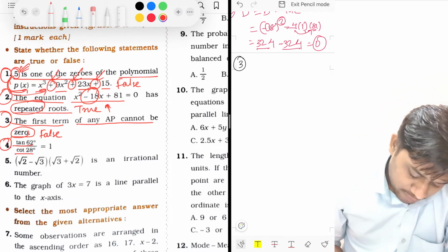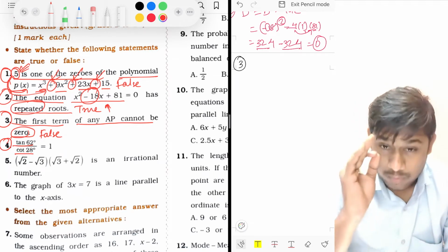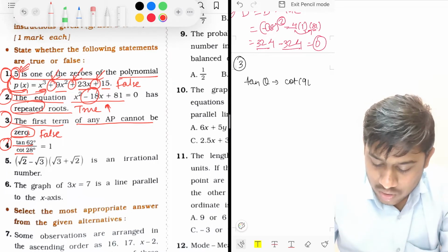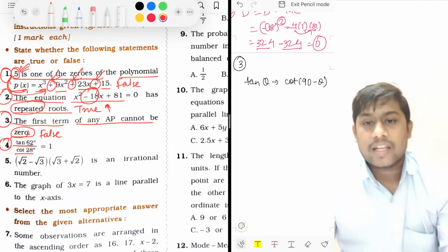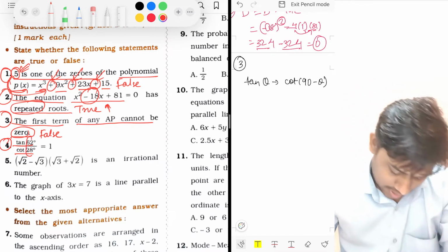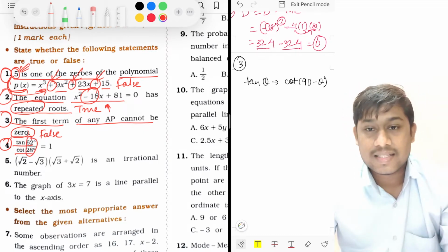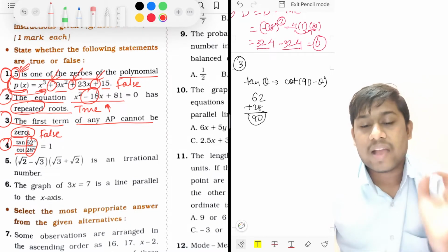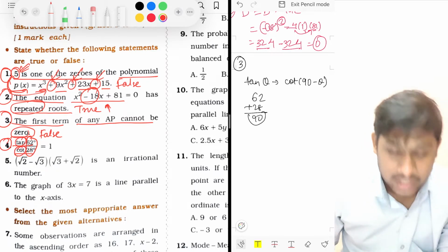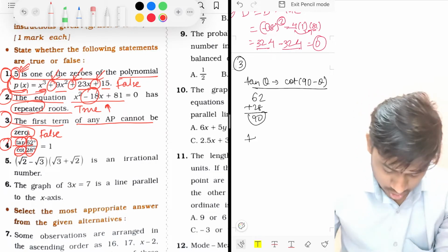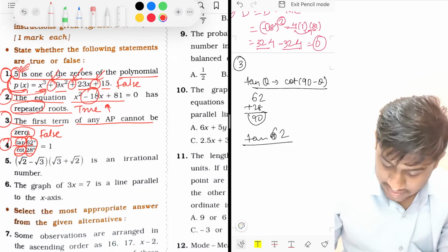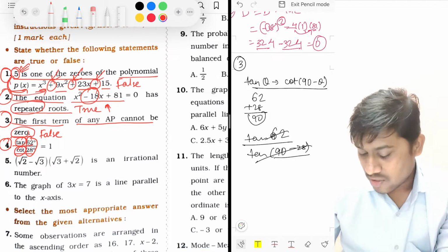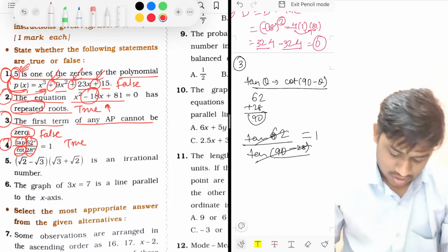Now this question number 4, tan 62 by cot 28 you have, right? Observe carefully what I am saying. Remember this, tan theta can be written as cot of 90 minus theta. Here you need to check only one thing, is the sum 62 plus 28 equal to 90? Just see, 62 plus 28, what we have, 90, right? When we have this, it means tan and cot relation and angle change like this. So you can write this as tan 62 divided by tan of 90 minus 28. So definitely this is going to become 1, so it is true.